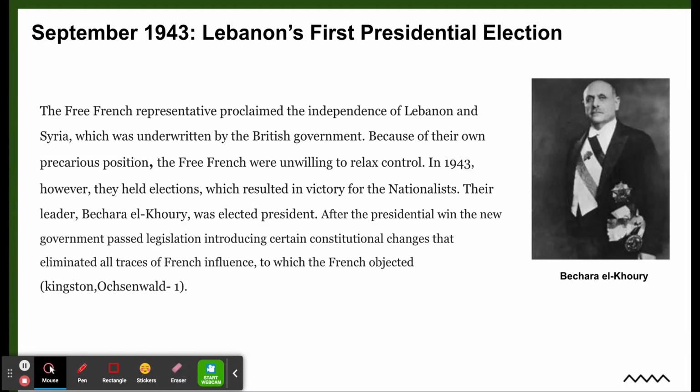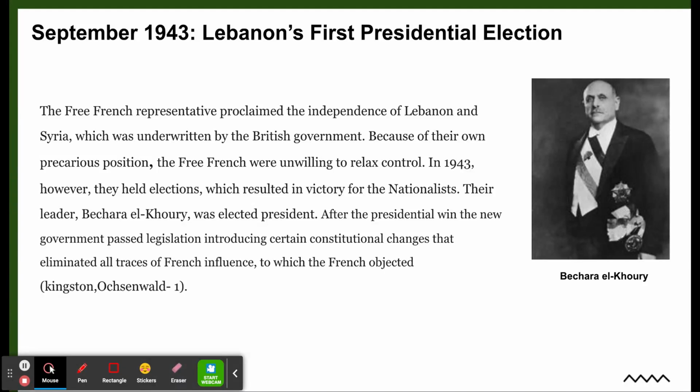September 1943, Lebanon's first presidential election. The Free French representative proclaimed the independence of Lebanon and Syria, which was underwritten by the British government. Because of their own precarious position after losing the war against Germany, the Free French were unwilling to relax control. In 1943, however, they held elections which resulted in the victory for the nationalists. Their leader, Bishar al-Khoury, was elected president.